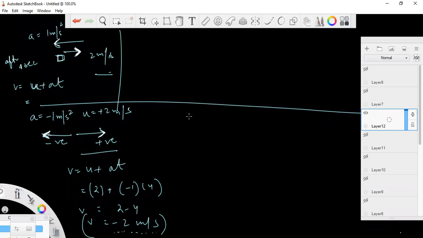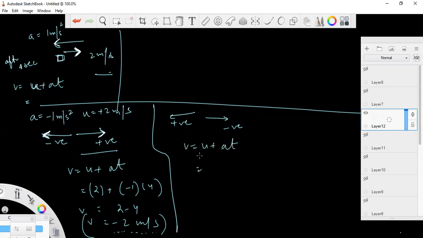Is that very clear to you? Yes, sir. I can do the same question using different sign conventions. That is perfectly fine, but you have to stick to it. If you take that, I'm taking this direction to be positive and I'm taking this direction to be negative, because you can do that. Your equation will remain the same.